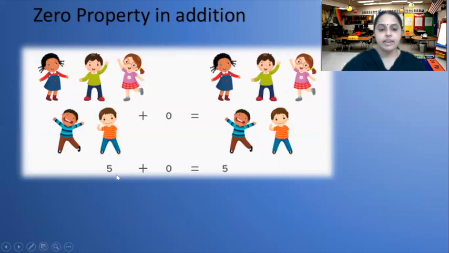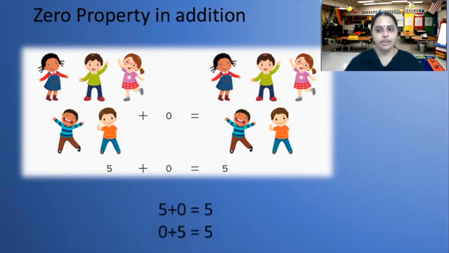So whenever we are adding any number with 0, whichever number we add 0 to, the answer will be the same number. So when 0 is being added to any number, the answer is the same number. So 5 plus 0 is also 5 and 0 plus 5 is also 5. So whenever we are adding any number with 0, we get the same number as the answer. That is known as zero property in addition. Is that clear to you all? Zero property in addition. Fine.